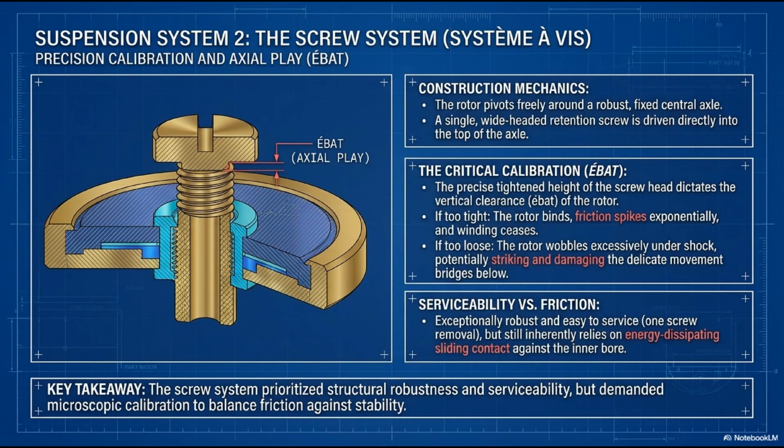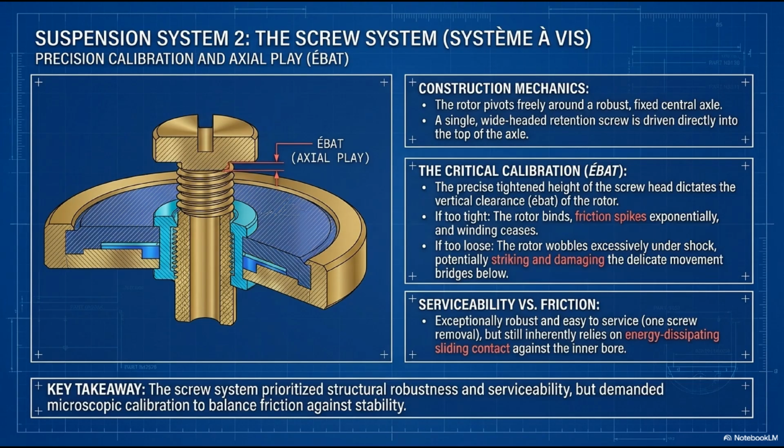Before the ultimate solution was found, many high-end manufacturers utilized suspension system 2, the screw system, or système à vis. This system prioritized precision calibration and axial play, known in French as abat. Look at the construction mechanics in the diagram. The rotor pivots freely around a very robust, thick, fixed central axle. Instead of a sliding clip, a single, wide-headed retention screw is driven directly into the top of the axle, locking the rotor in place.